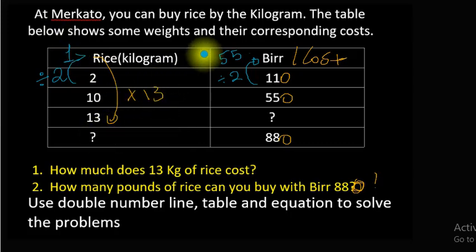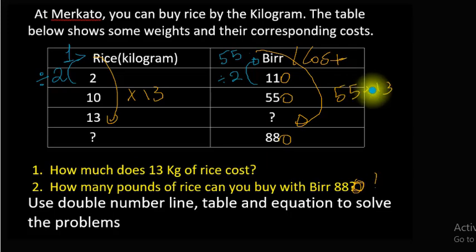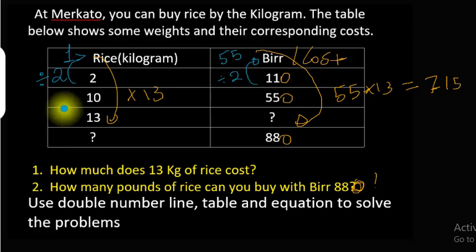1 times 13 is 13. Now again, to get to this you have to do the same thing here. 55 times 13. Let's save time, let me calculate. When you calculate 55 times 13, you will have 715. So 13 kilograms of rice cost 715. Your answer must be 715.